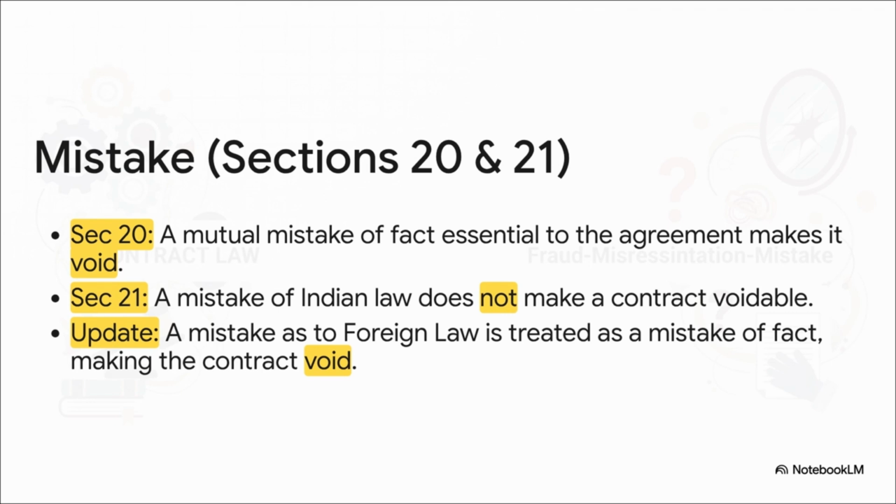Section 20 states, where both the parties to an agreement are under a mistake as to a matter of fact essential to the agreement, the agreement is void. Section 21 addresses the effect of mistakes as to law. A contract is not voidable because it was caused by a mistake as to any law in force in India, but a mistake as to a law not in force in India has the same effect as a mistake of fact.